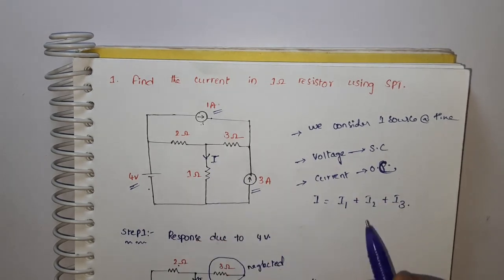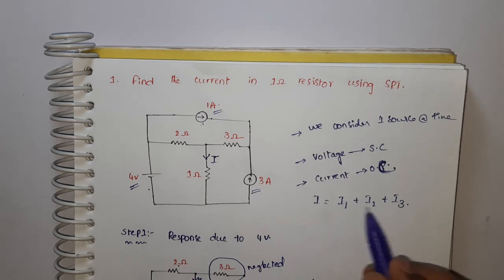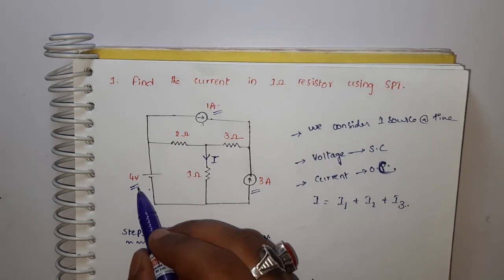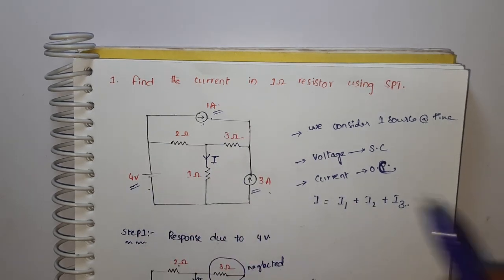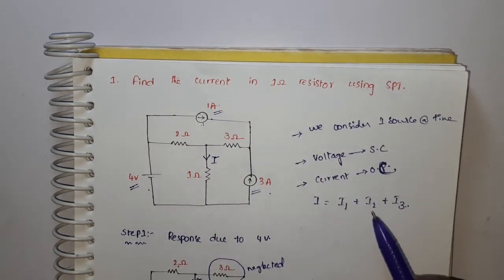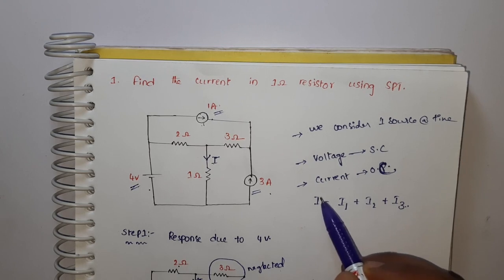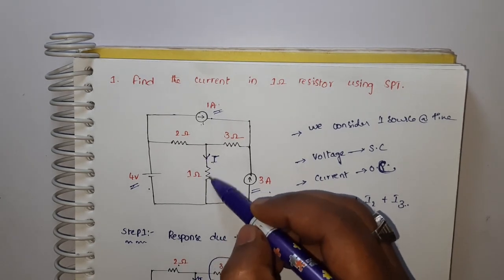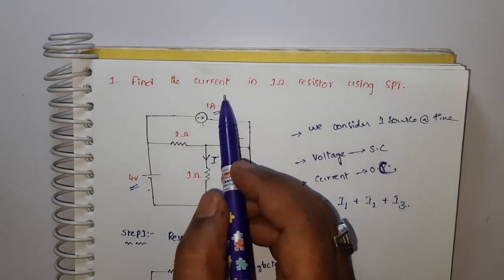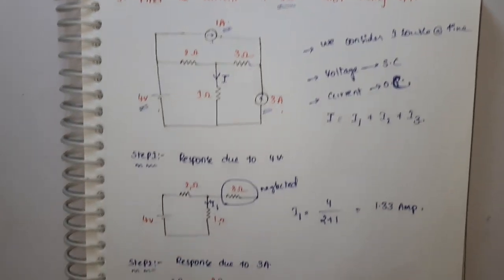Let us divide this current into three parts: I1, I2, and I3. I1 is the response due to this 4 volt, and I2 is the response due to 3 ampere, and I3 is the response due to 1 ampere. We will sum up those three, which will be equal to the total response in this particular branch, that is the current through the 1 ohm resistor, which is the desired value. So let us start.